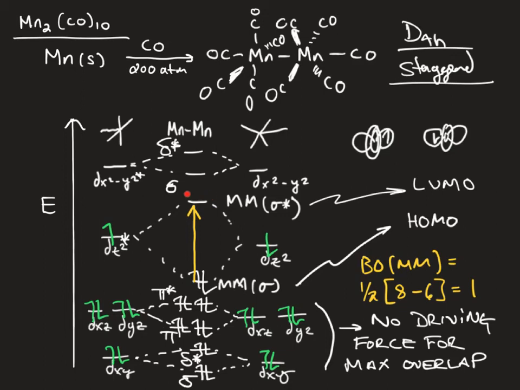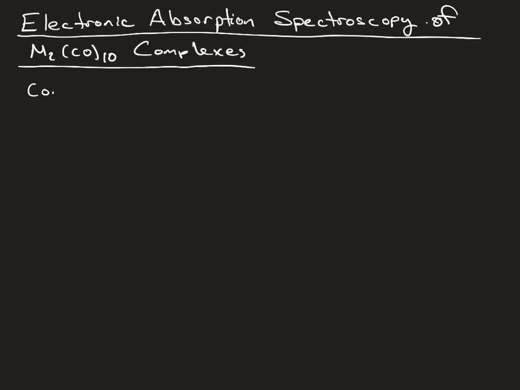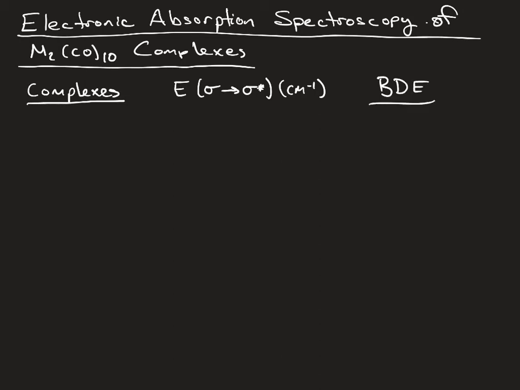And the energy of this transition will give us an indication of how stabilized this metal-metal sigma orbital is, and in turn an indication of the metal-metal bond strength. So we can look at some complexes and measure the energy of the sigma to sigma star transition. We're going to do this in wave numbers. And we can also determine bond dissociation energies of that metal-metal bond.